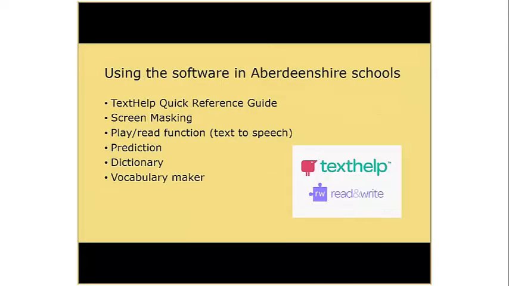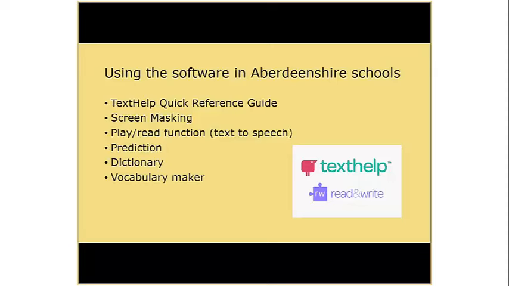Text Help Read and Write is industry standard software and is used by a high percentage of universities and colleges. It costs around £340, but all Aberdeenshire students can access it free on any Aberdeenshire Windows device. Moreover, it can be obtained free of charge for home use on a Windows device by any secondary pupil. To find out more, you could approach your principal teacher of additional support for learning.